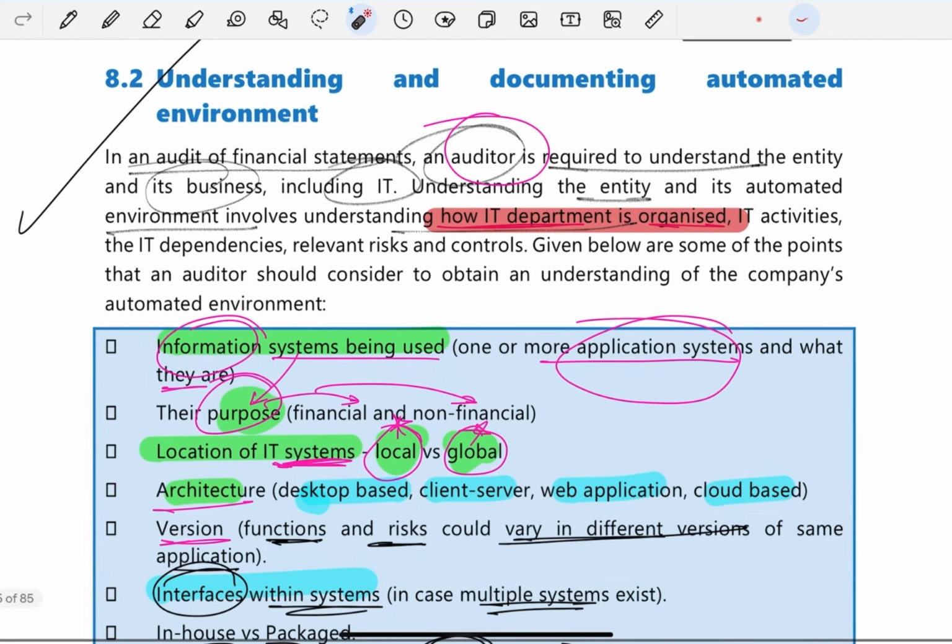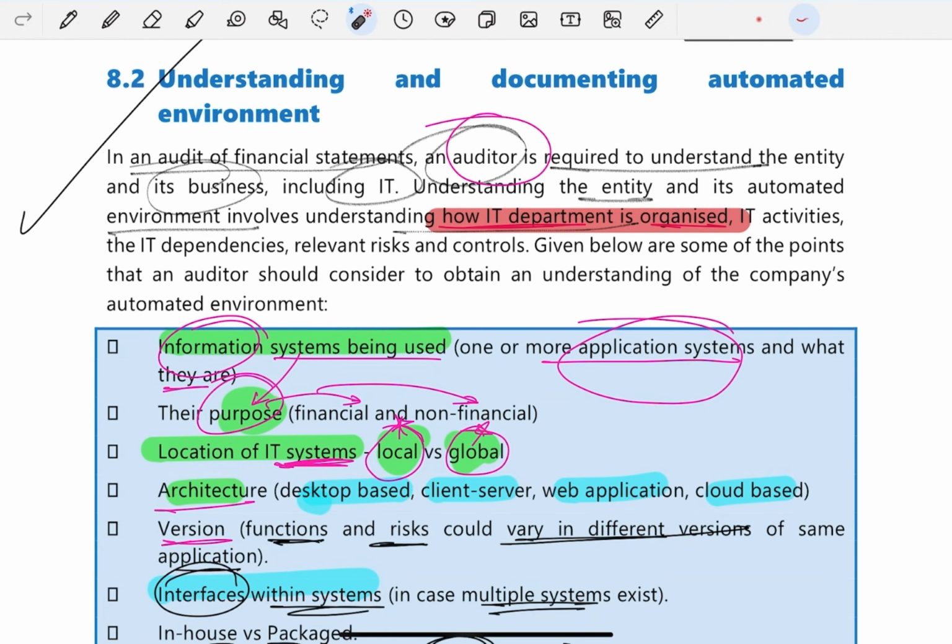Okay, next point: understanding and documenting the automated environment. Just like how the auditor understands the entity and its environment, its environment also comprises the automated environment. So the auditor needs to understand the automated environment of the entity, and he also needs to document it. He needs to understand the entity, its automated environment, and how the IT department is organized.